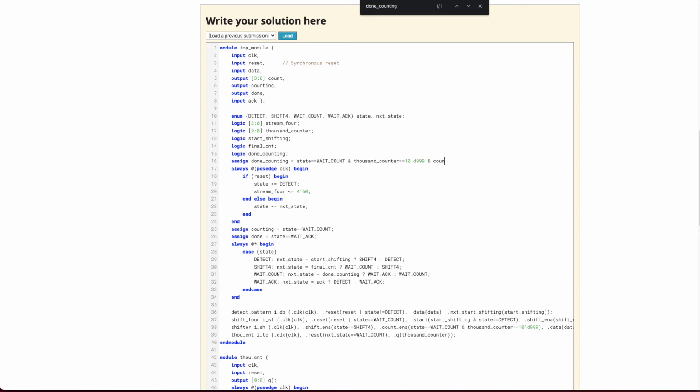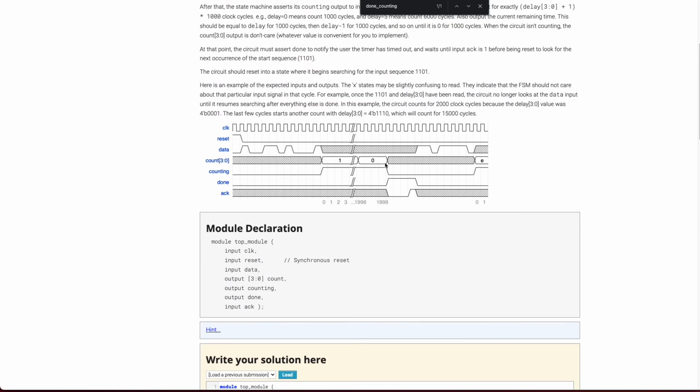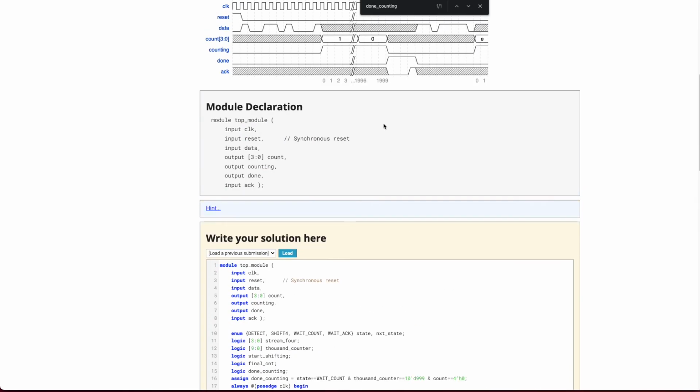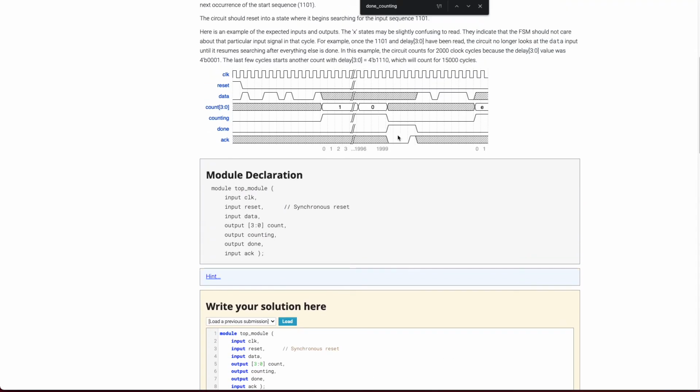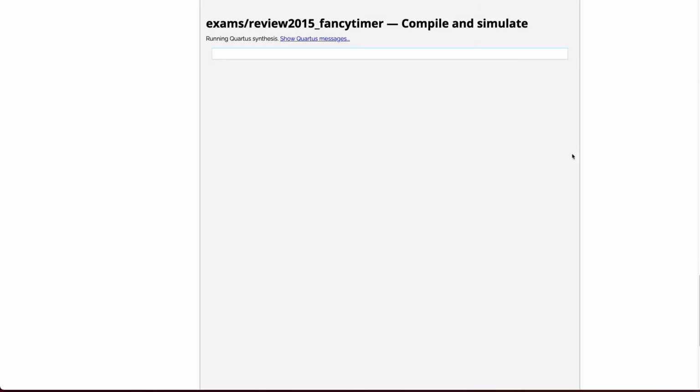And count equals this. Then I'm done counting, and then next state is wait ACK, and then ACK just resets it like in the previous problem. So let's just fix all the compile issues.